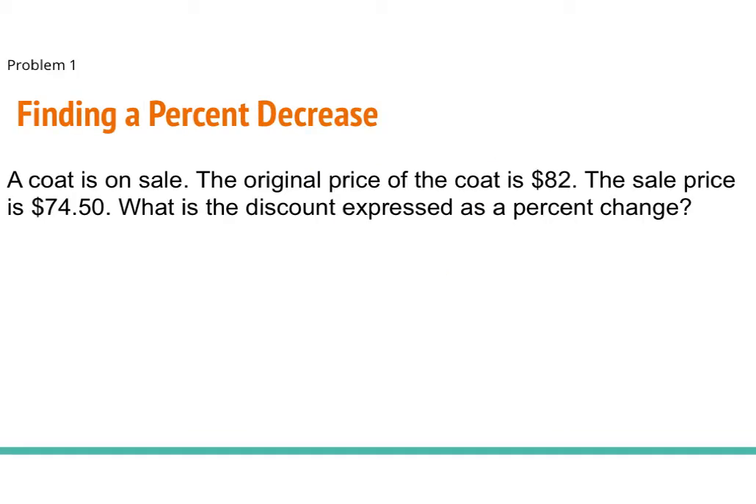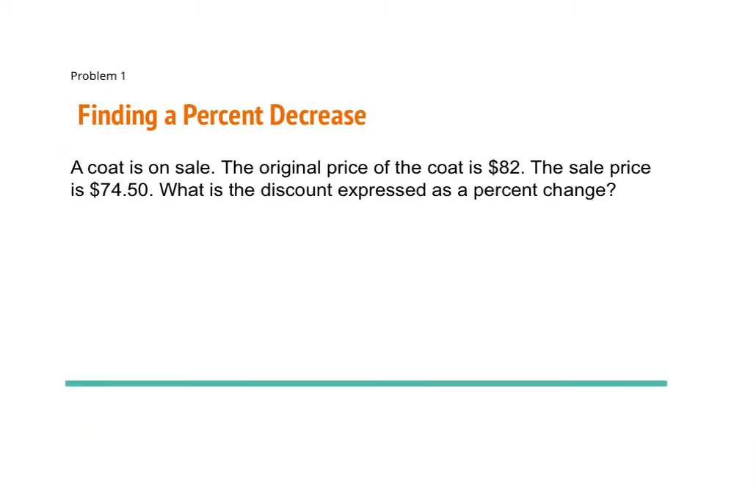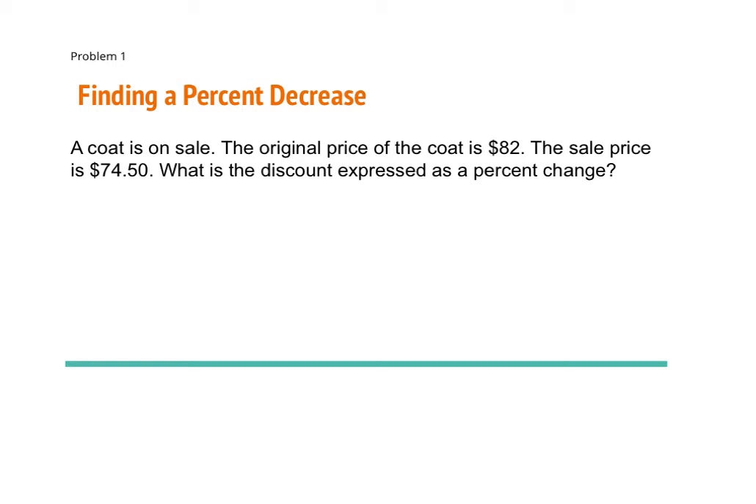So let's take a look. A coat is on sale. The original price of the coat is $82. The sales price is $74.50. What is the discount expressed as percent change? So if the original price was $82, that's considered the old price, so we're going to put an O above it. And then the sales price of $74.50 is considered the new price, so we're going to put an N.